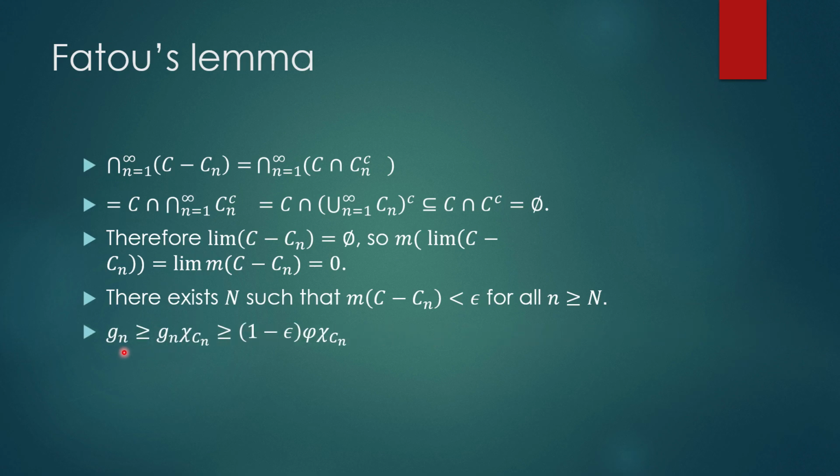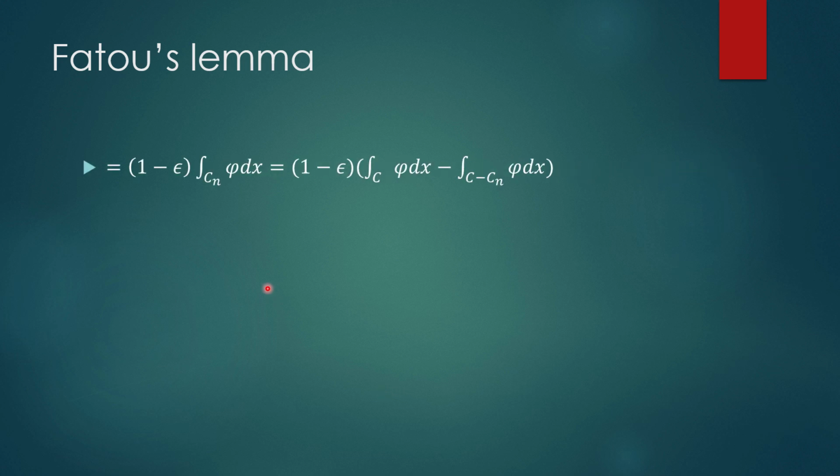So then G_n is greater than or equal to G_n chi C_n, and G_n chi C_n is greater than or equal to (1 minus epsilon) phi chi C_n. So then if you put the integration on both sides, you get this inequality. All right. And that is exactly equal to (1 minus epsilon) times the integral over C_n of phi(x) dx. Okay. That is, you can take out 1 minus epsilon, then the integral of phi dx. But this one you can write as a disjoint union of C and C minus C_n. So ultimately you can write it in this form: integral of phi dx minus the integral over C minus C_n of phi dx.